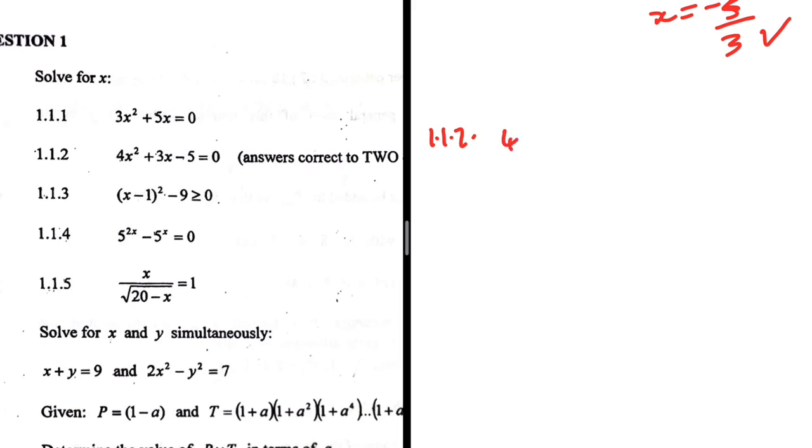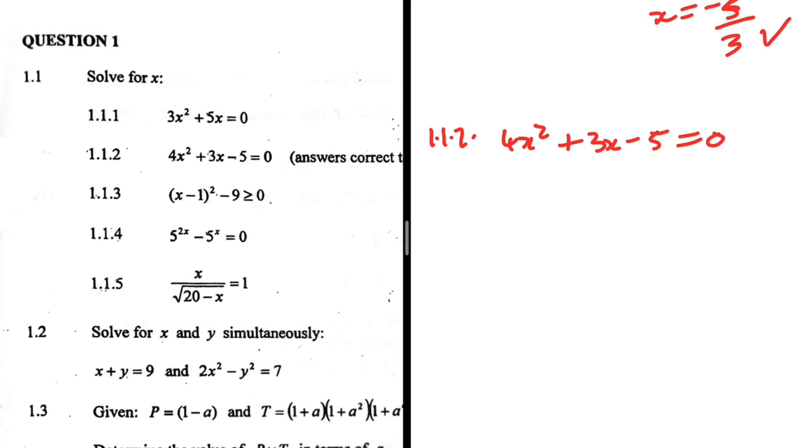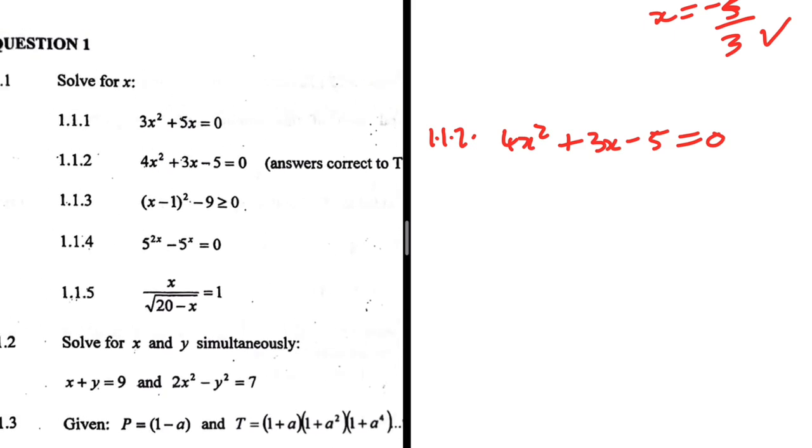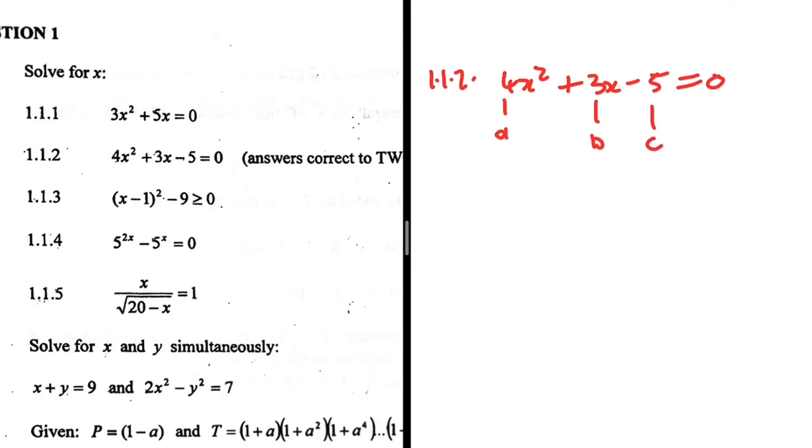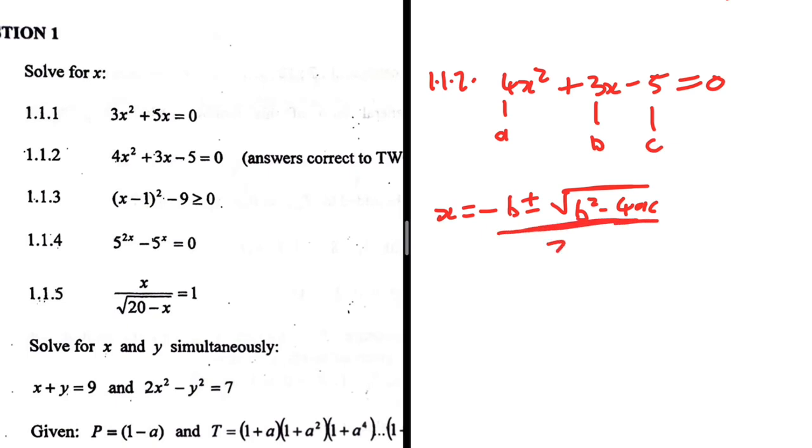1.1.2, where we have 4x squared plus 3x minus 5 equals 0. The question says, let's round off our answers to correct to 2 decimal places. When the question says that, we know that we are about to use the quadratic formula. So let's go ahead and do that. 4 is a, 3 is b, and minus 5 is c in our general formula. So we're going to have x equals minus b plus or minus the square root of b squared minus 4ac, divided by 2a.